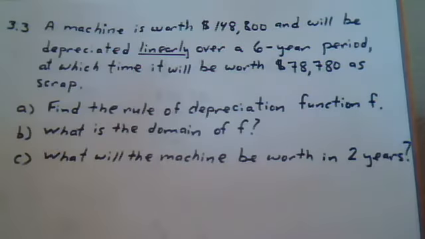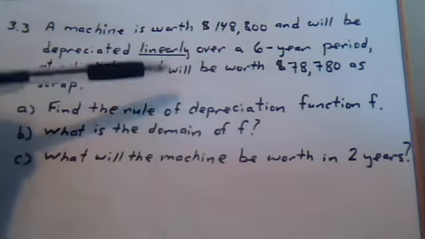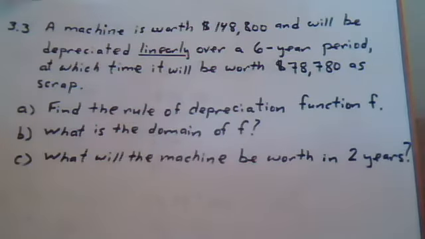Linearly, that means that the equation is the equation of a line. So when you think of an equation of a line, think of y equals mx plus b. That's what you start off with. So they want us to find the rule of the depreciation function f. That means find the equation for that line using this information.